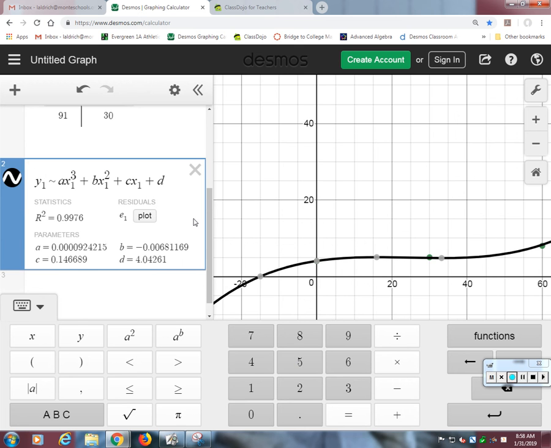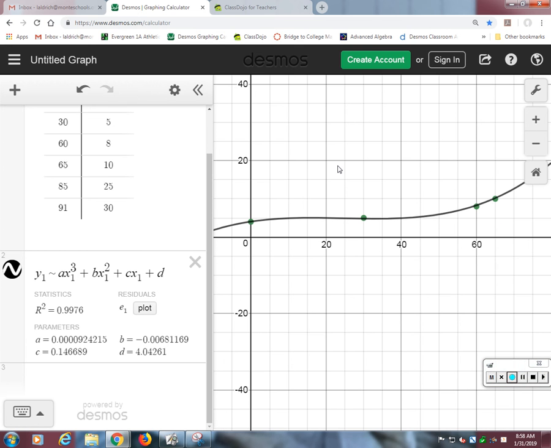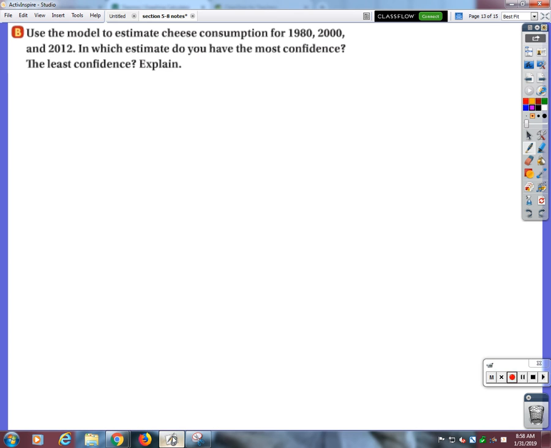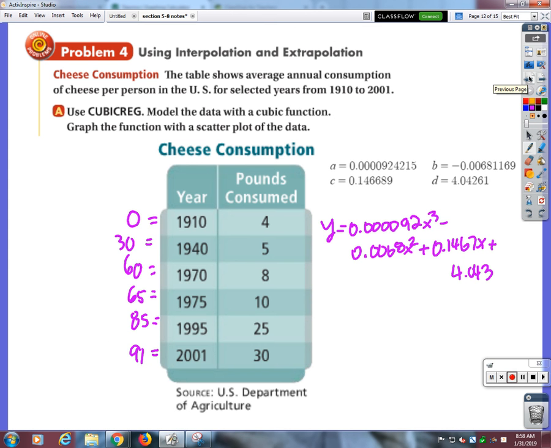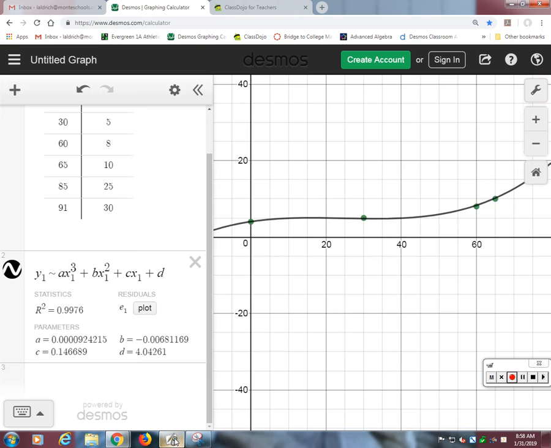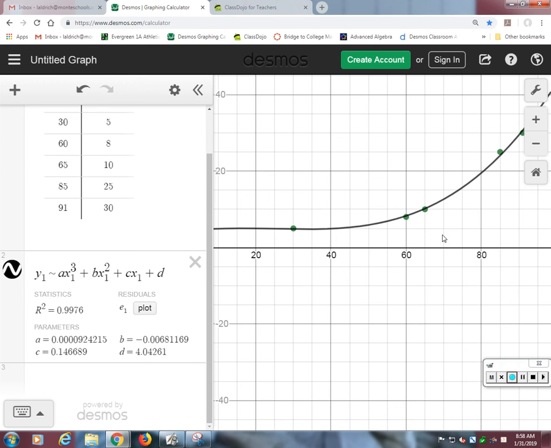I guess the other way that you can do it, which may be easier, is to just look at the graph, to trace on the graph. So if I want to figure out 1980, if 1910 is 0, what's 1980? 70. So if I go over to the graph and I just click on 70, then I can get the answer that way. Maybe that's a little easier than plugging it into the equation. Does that make sense? Okay.